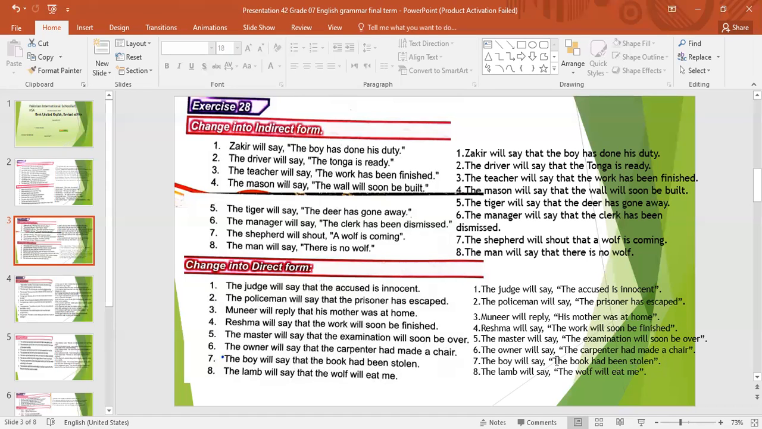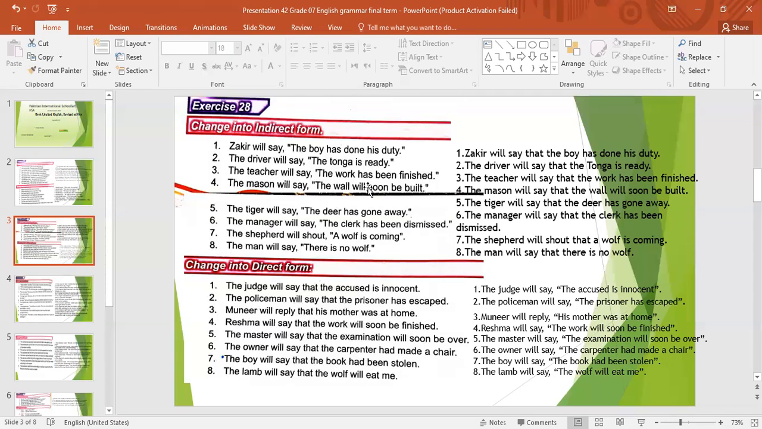So I just took that conjunction from the sentence and put the inverted commas here, and it became direct speech. The last sentence of this exercise is, the lamb will say that the wolf will eat me. Full stop. The direct speech is: The lamb will say, comma, then double inverted commas, the wolf will eat me, double inverted commas, and full stop.